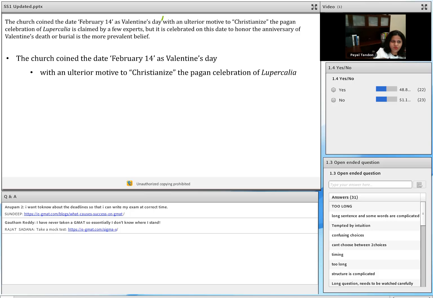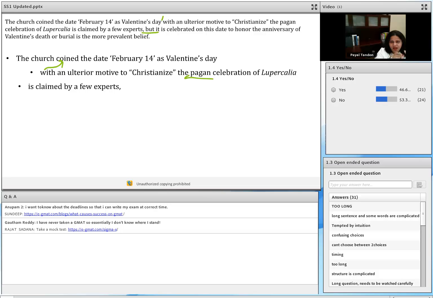So with the ulterior motive, it explains why the church coined the date Feb 14th as Valentine's Day, with an ulterior motive, with a certain motive, to quote-unquote Christianize the pagan celebration. Pagan is some other religion. To Christianize the pagan celebration of something, Lupercalia, is claimed by a few experts. But, so I see a comma "but", so I pause over here, is claimed by a few experts.